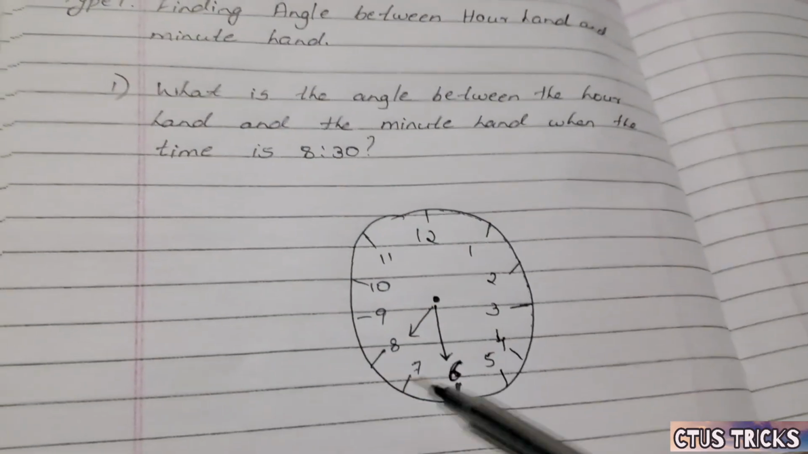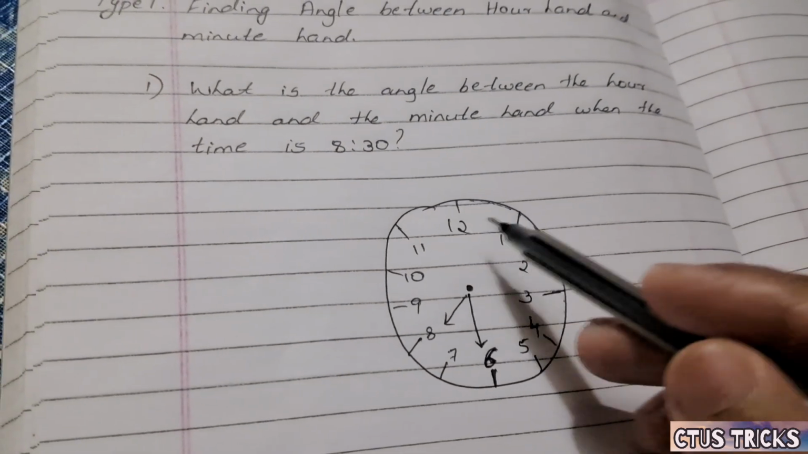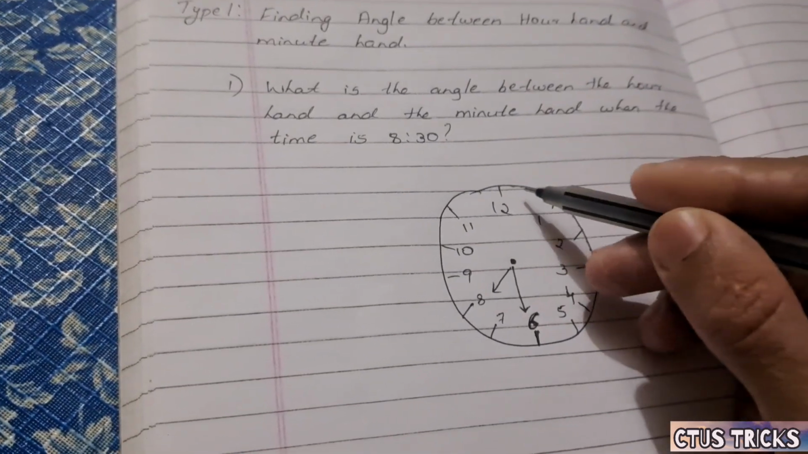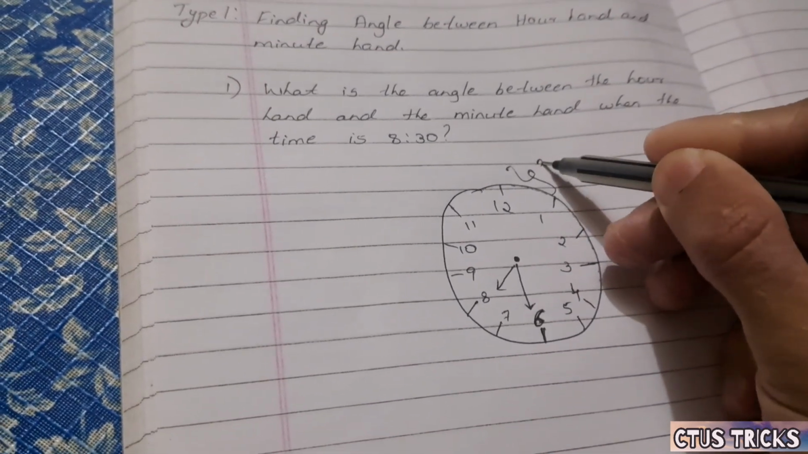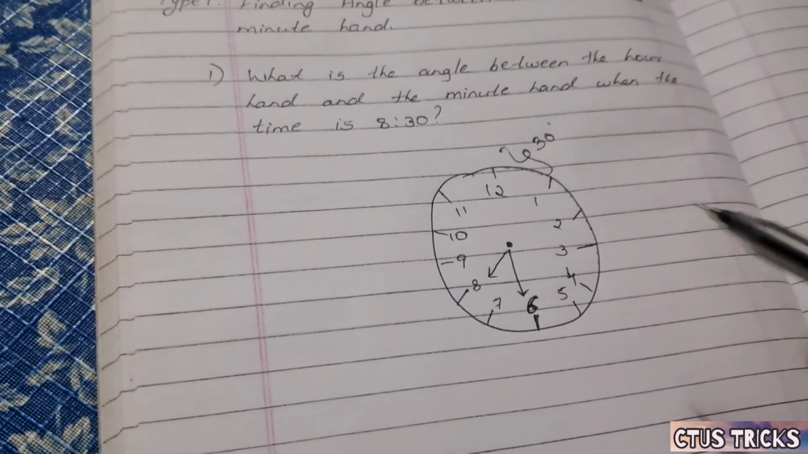First of all, you draw one clock, and in that, between each 5 minutes, the degree is 30 degrees. Suppose you take 12 and 1. Between this, the degree is 30 degrees. So each 5 minutes, the degree is 30 degrees.